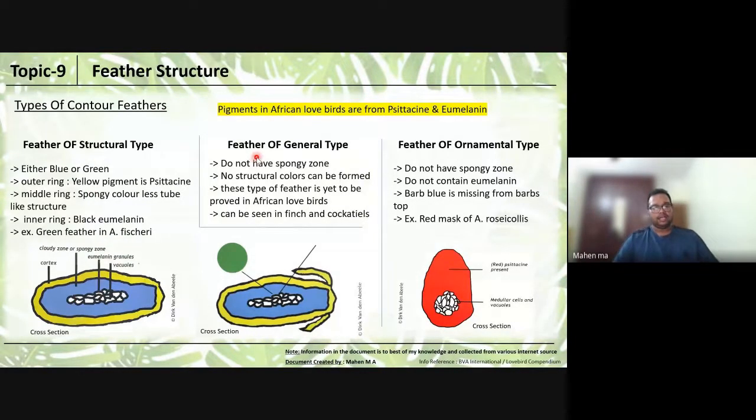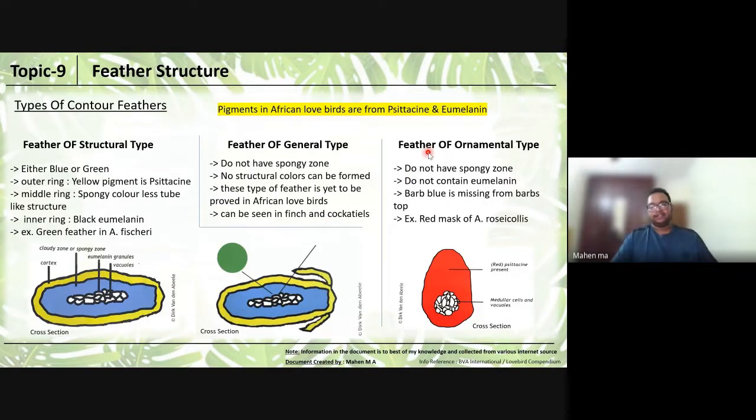Okay. Next, coming to the feather of the general type. Basically, this does not have the spongy layer. Since the spongy layer is not there, there will not be any color available for this. This is not available in African lovebirds, so we can ignore it. This can be found in finches and cockatiels.